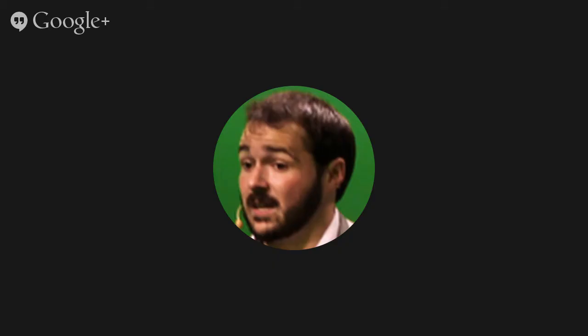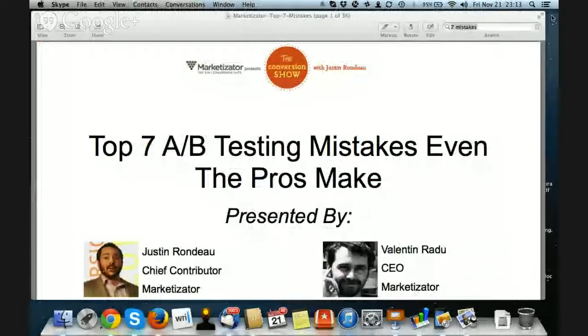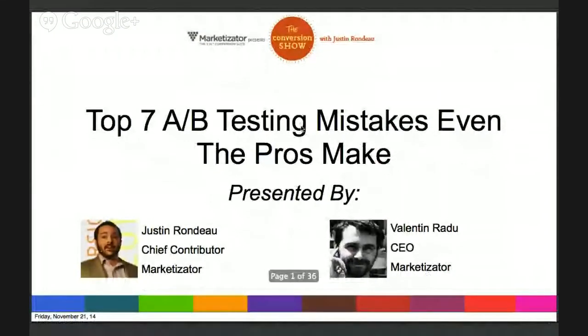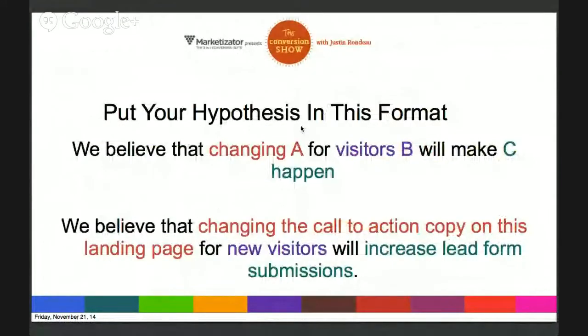So I think one of the best things you can do when you're developing a hypothesis is to put it in this particular format: We believe that changing A for visitors B will make C happen. Now, I added in that visitors B section mainly because when we're looking at different sets of traffic, there's all sorts of different subsets that we can segment out. So keep that in mind when you build up your testing program, and that not all traffic is alike. We could really just say we believe that changing A will make C happen, but I think you need to get a bit more particular.